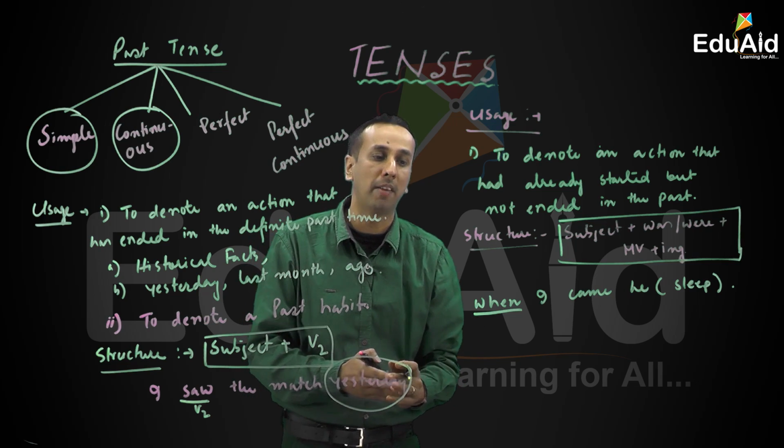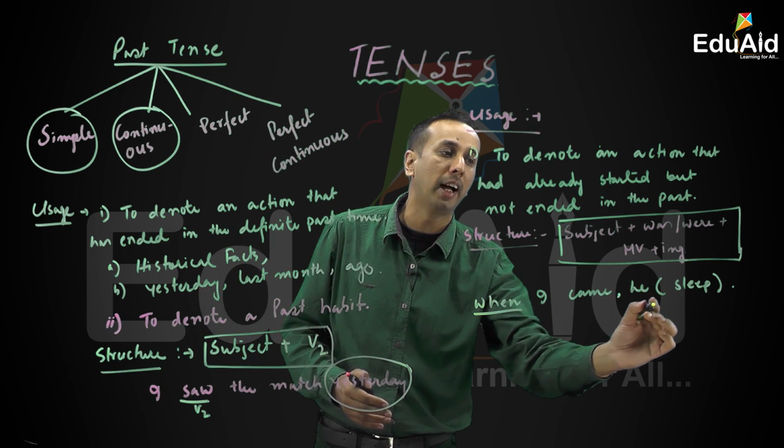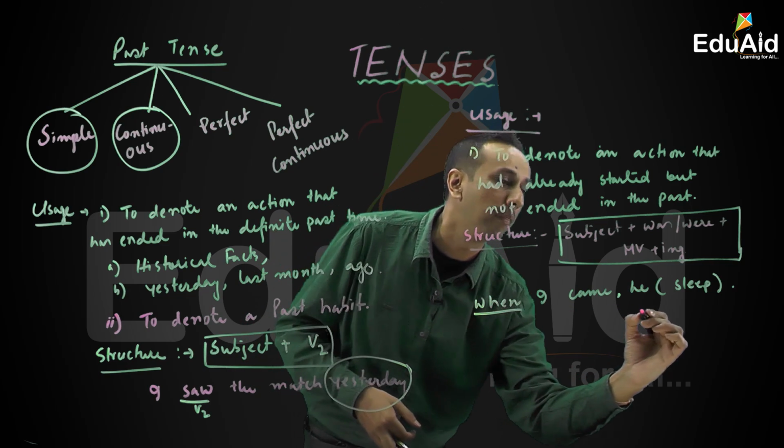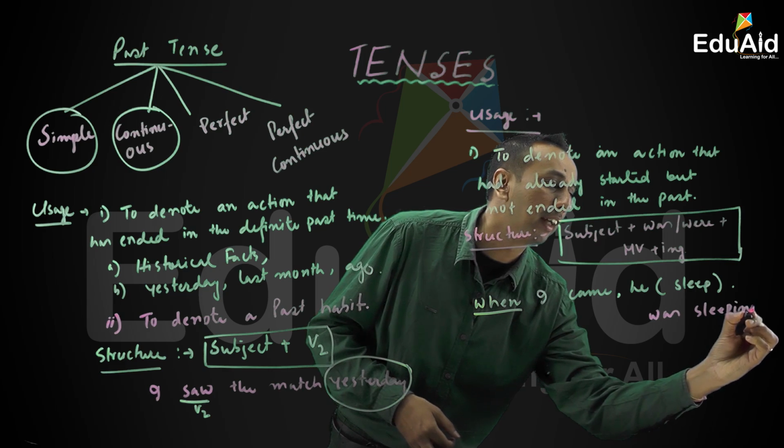When as while. Primarily, when as while. Then follow up the action that continued. When I came, he slept. The answer should be, when I came, he was sleeping. When I came, he was sleeping.